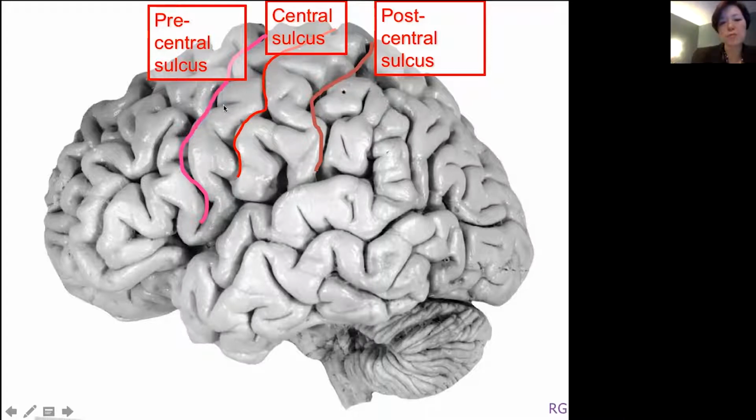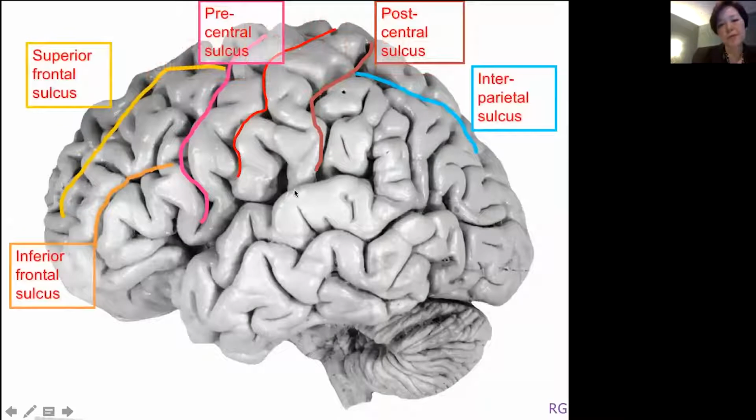sulcus. These precentral sulcus, central sulcus, and postcentral sulcus, these sulci are parallel. So these 3 lines are parallel, coming from posterior superior to inferior. These parallel lines are going down like this towards the Sylvian fissure. There's another sulci, superfrontal sulcus, inferior frontal sulcus, and the interparietal sulcus. Those are a different orientation, more perpendicular to these 3 sulci, the central sulcus, precentral and postcentral sulcus, right?